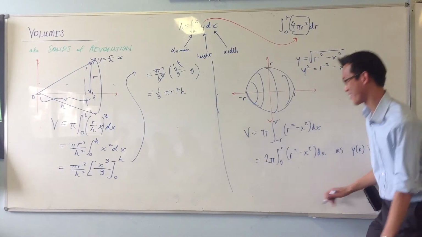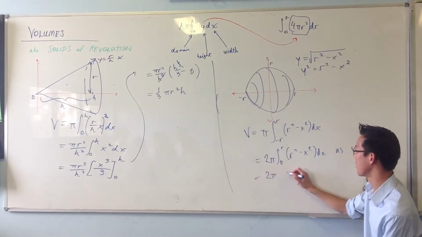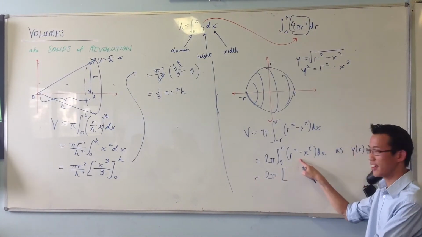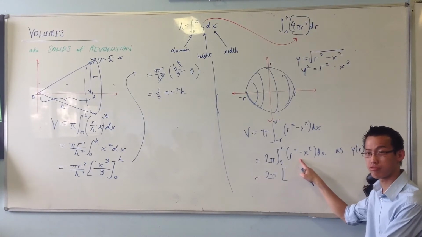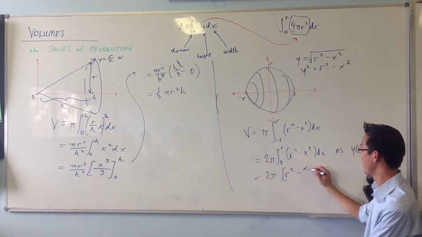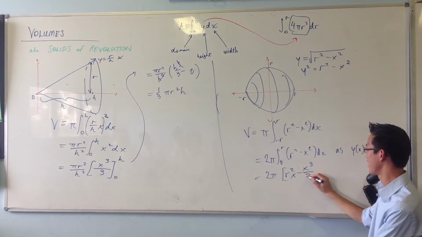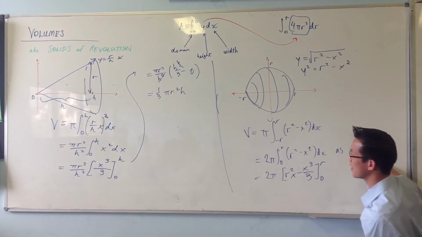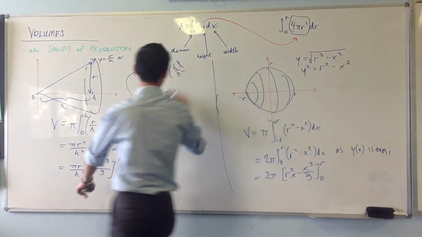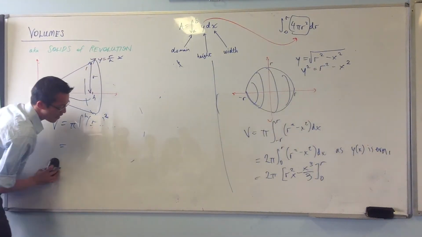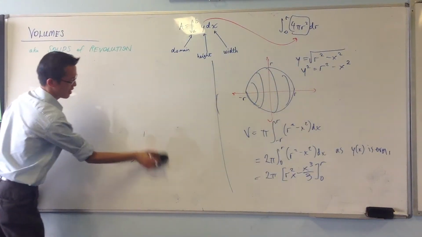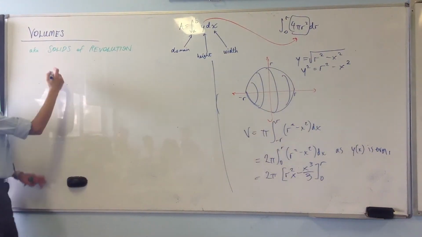Yes? Cool. Let's keep going. 2 pi. What's my integral? r squared x minus x to the power of 3 on 3, from 0 to r. Now at this point it's like, is it really going to come out? Evaluate it and see what happens. Have we formed that integral correctly?